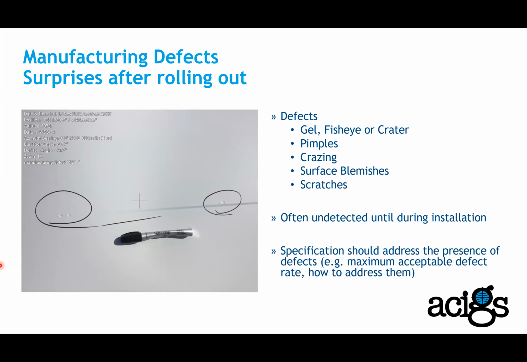First of all, we need to know that these defects might be present as we roll the material out on site. And then we should have clauses or conditions around what is an acceptable rate of a particular defect in the material, and also how to address those issues.